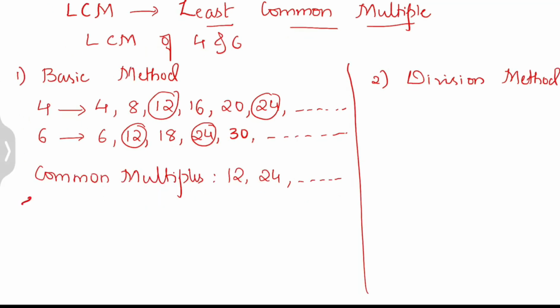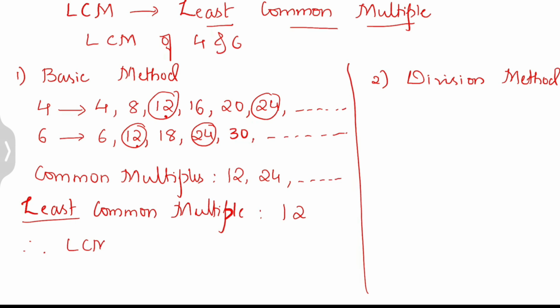Next word is least common multiple. So least means lesser, the least number. Which is the least common multiple between 4 and 6? It is 12, isn't it? There is no lesser number which is common between 4 and 6. So 12 is the least number. So 12 is the least common multiple. Therefore, LCM of 4 and 6 is 12.